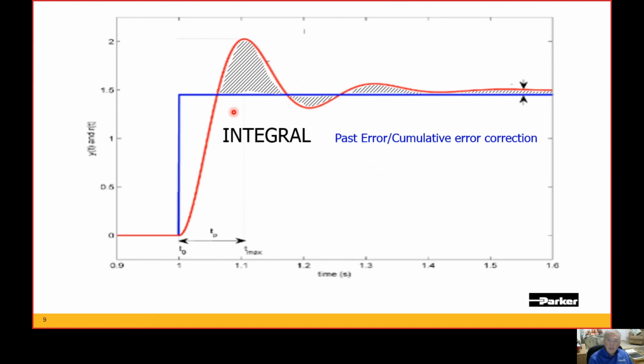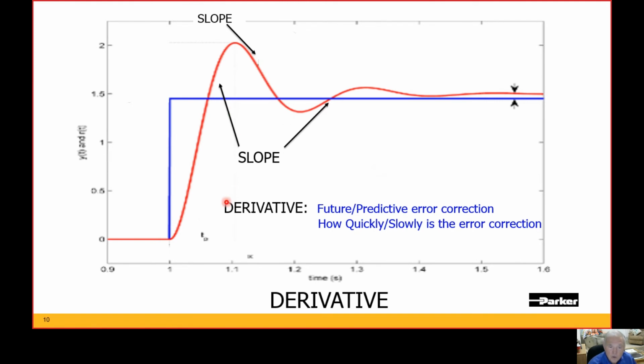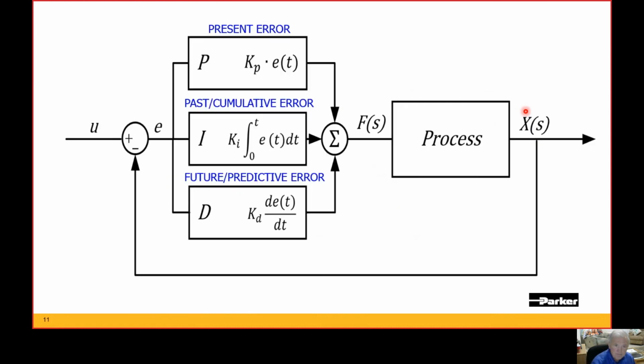And it keeps a running calculation of past or historical error to try to get the control to be more accurate. Thirdly, we add derivative. Derivative is future or predictive error correction. In other words, how quickly or how slowly are we correcting the error? The math takes a look at the slope. You can see the slope here is very great, or in other words, we're responding very quickly. The calculation is done and the controller slows down the response, tries to level it out so we get a more steady and more precise response to set point temperature.